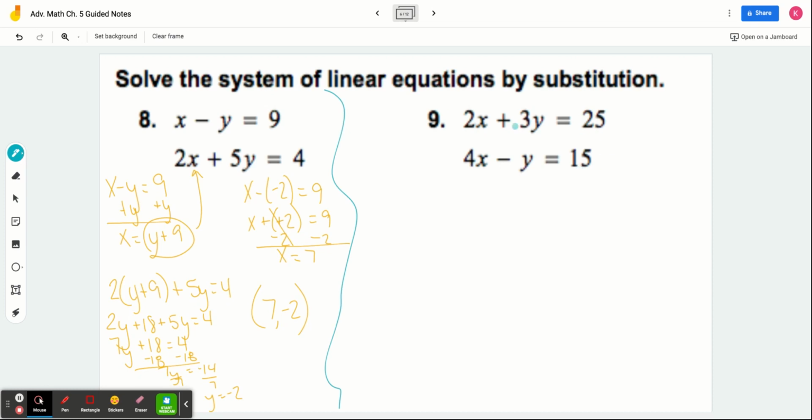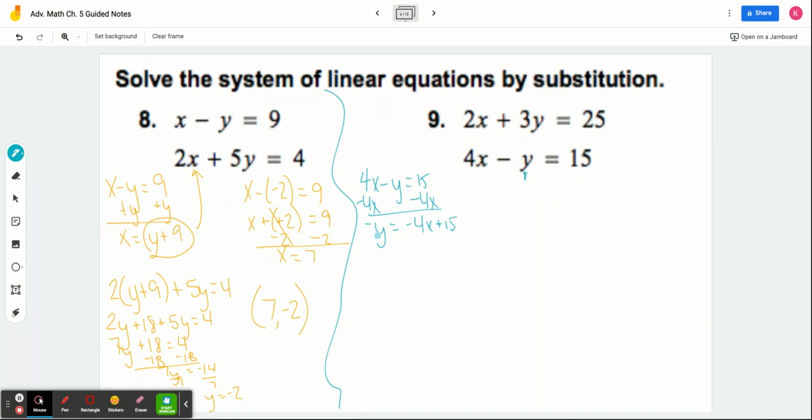On this second one, I used the second equation and solved for y, since it was the only variable with a coefficient of 1. So here to start with, 4x minus y equals 15. Subtract 4x from both sides to find that negative y equals negative 4x plus 15.